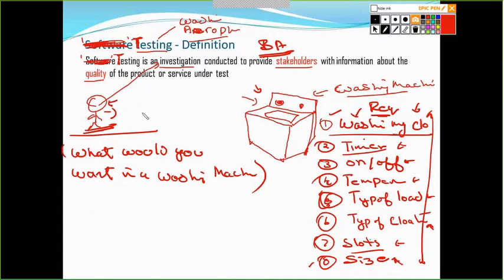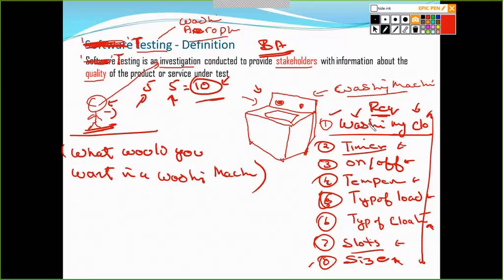Similarly, let's take software. The developer creates a software where you can add two numbers. Now how do you test it? I'm going to put 5 and 5 and see whether the software is giving me 10. So physically I'm going to do it and check whether my result is coming.